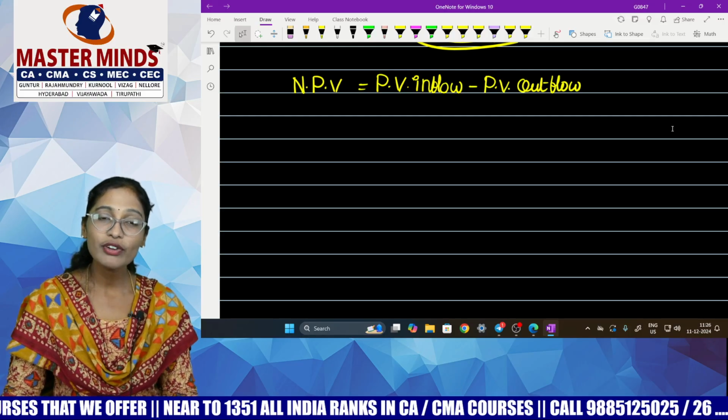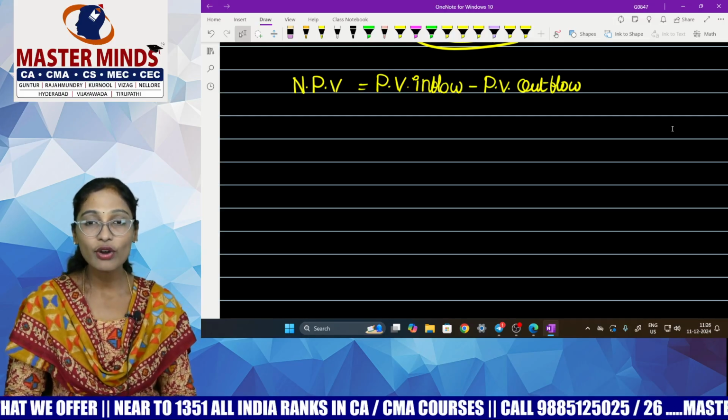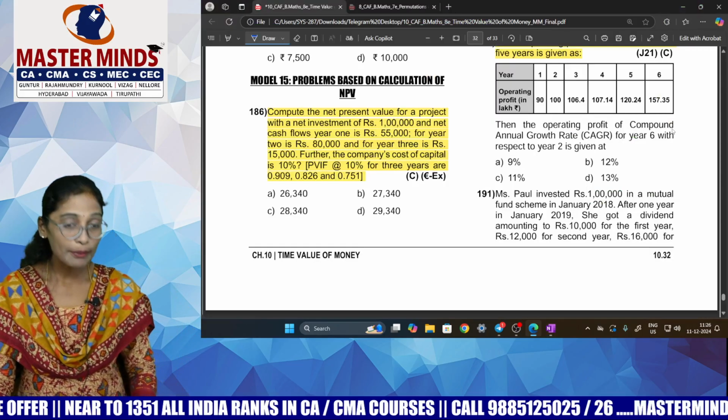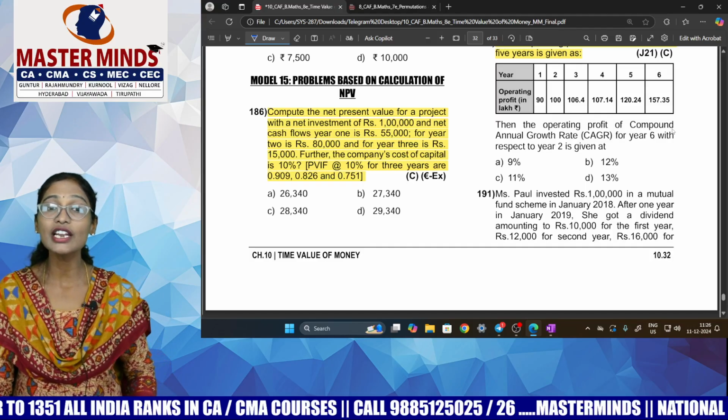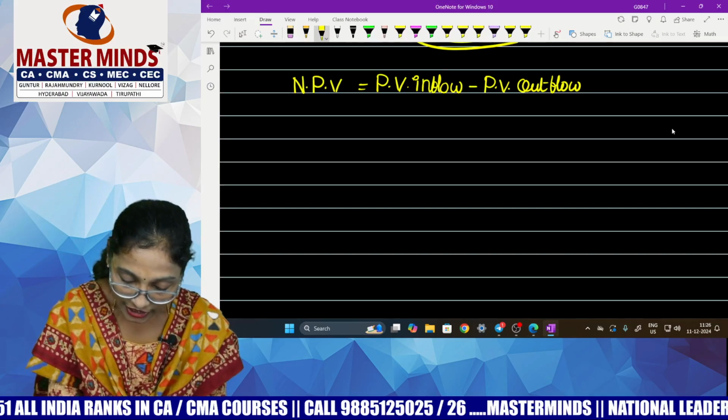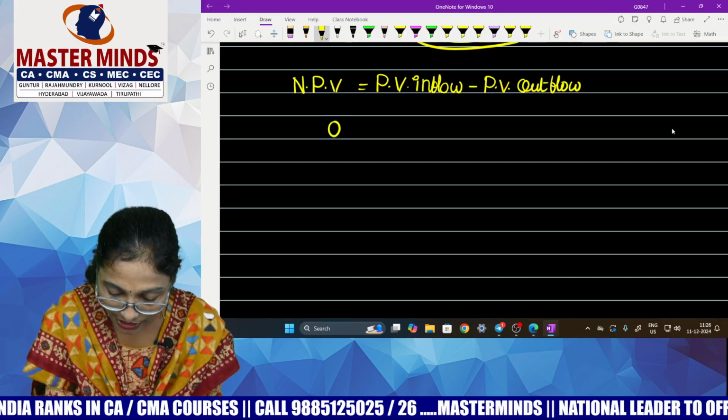So what is the formula for net present value? Present value of inflow minus present value of outflow. Now let me tell you the meaning of your question. Compute the net present value of a project with a net investment of 1 lakh. That is, in year 0 you invested 1 lakh.